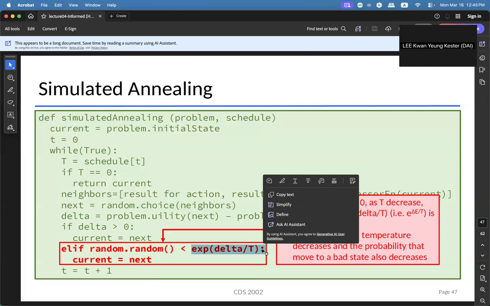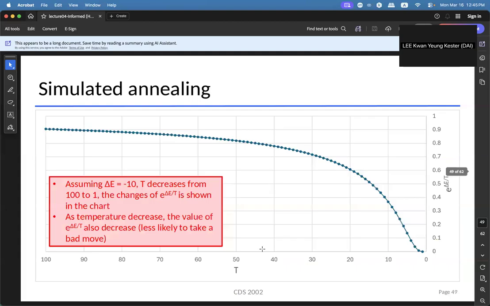Let's visualize the changes of this threshold against the temperature. This diagram visualizes the changes of the probability threshold as the temperature goes from 100 to 0. As we decrease the temperature, the value of the threshold is also decreasing.